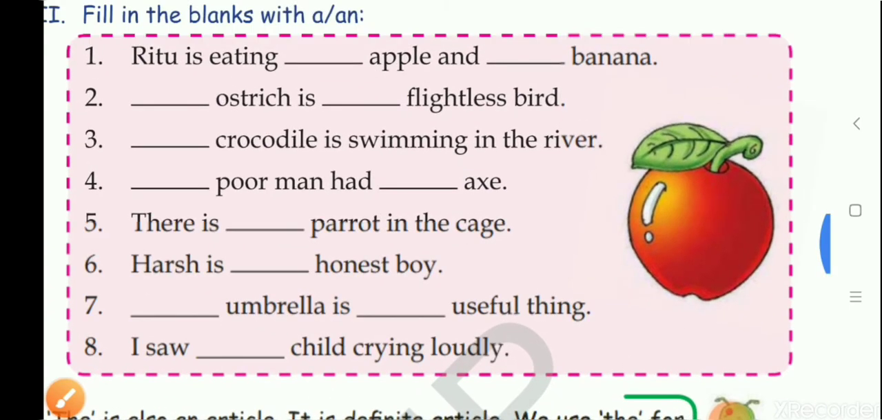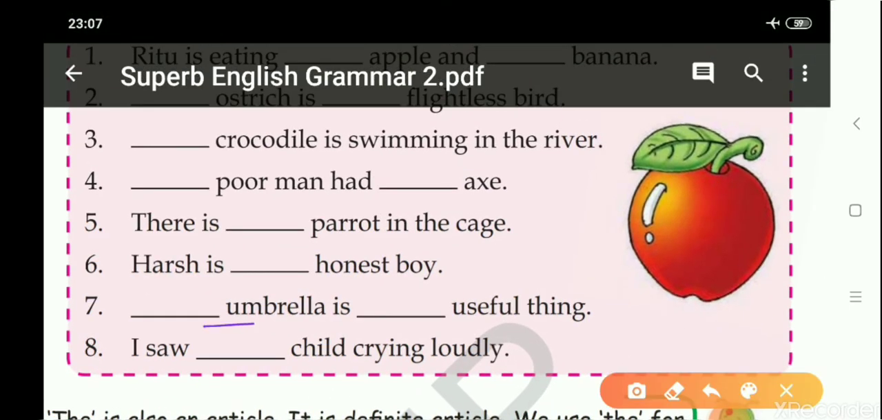See, now I'll explain this part. Here two u's are there. Here we are using an, here we are using a. The reason I have explained, but again I'm explaining. Here we'll say an umbrella because umbrella is a singular noun, and the sound of u is a. So we'll put an, because I've told you that if the sound of u is a, we will put an before it.